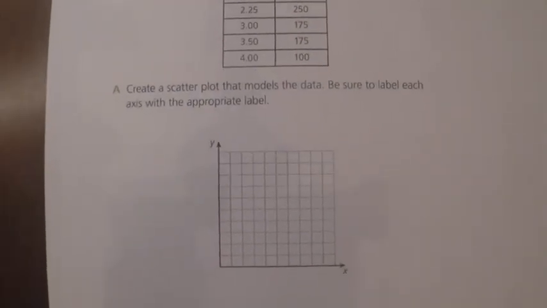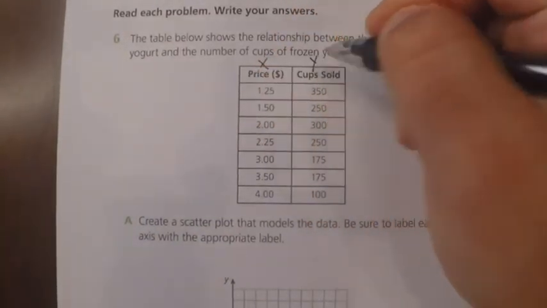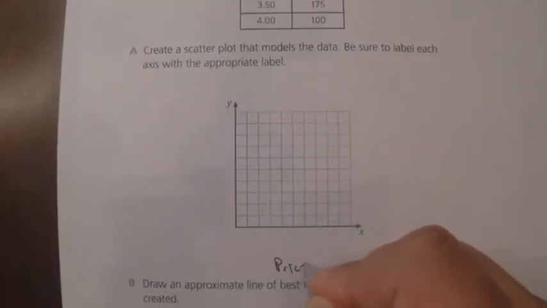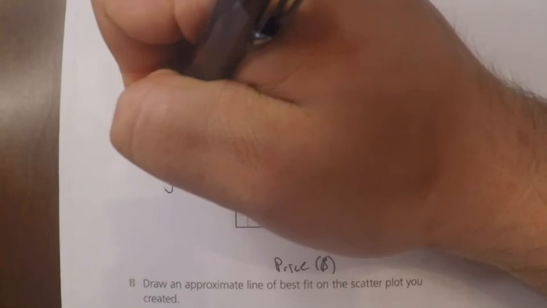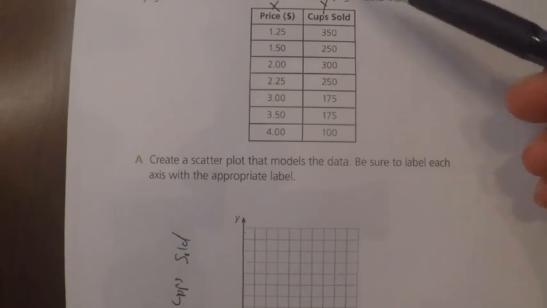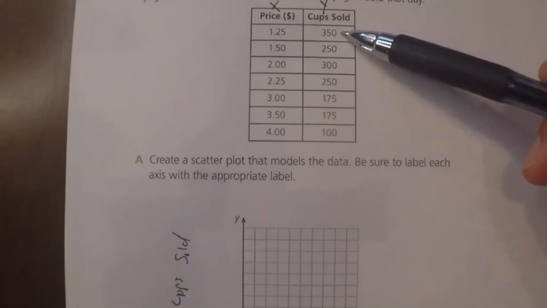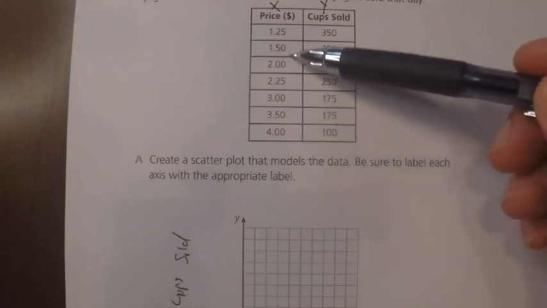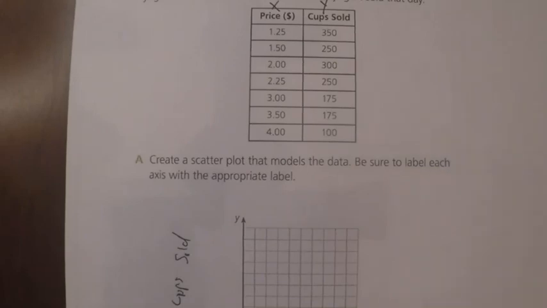All right, so if we're labeling here, we have our price, which is going to be our X, and cups sold, Y. So on our axis, we'll have the price, and we can put in dollars, and then on the y-axis, cups sold. Now, to find what to count by, if we look at cups sold, we're going up to about 350, so we want to count up to 350. The prices only go up to $4, so I think we can count a little bit easier down on the bottom here.